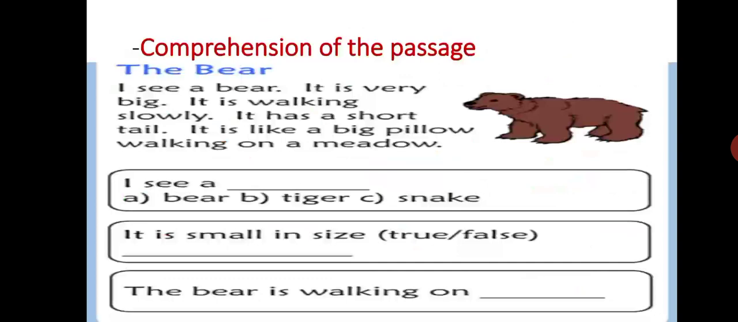I see a bear, tiger, snake. Students should answer, I see a bear. It is small in size. True or false? In the paragraph, the answer is there. It is walking slowly. It is very big. So the answer is false. The bear is walking on a meadow.